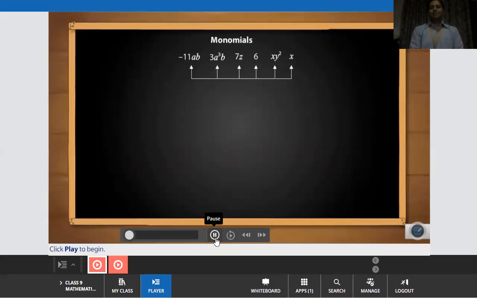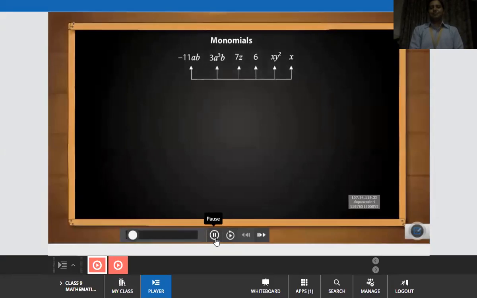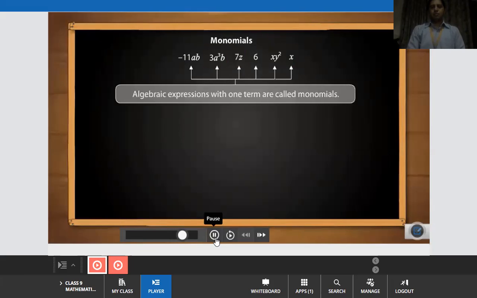Take a look at the following algebraic expressions. Notice that these expressions have only one term. A term may simply be a number, contain variables, or be a product of two or more variables. These expressions can even be a product of a number and a variable, such as minus 11ab, 3a raised to the power of 3b, 7z. Such algebraic expressions with one term are called monomials.